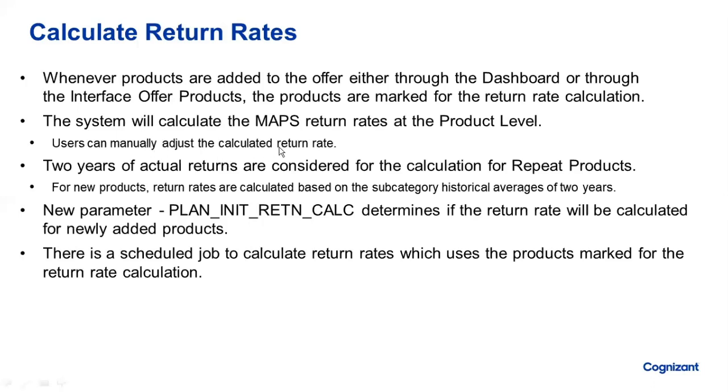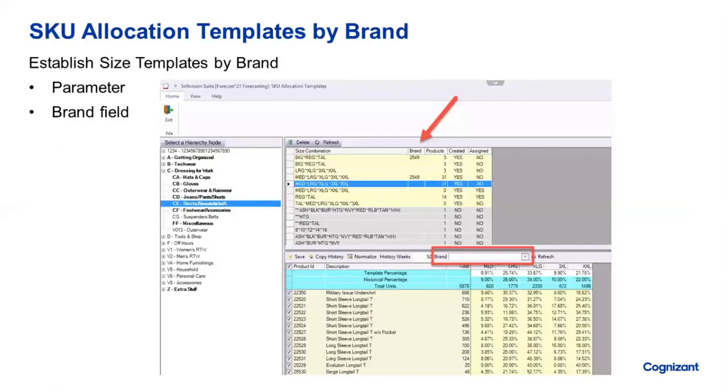Users can manually adjust that rate. We look for 2 years of actual returns for that calculation. For new products that don't have that, the return rates are calculated based on the subcategory historical average of 2 years. And there is a scheduled job to calculate these return rates. And I'm going to hand it over to Linda to talk about SKU allocation templates.